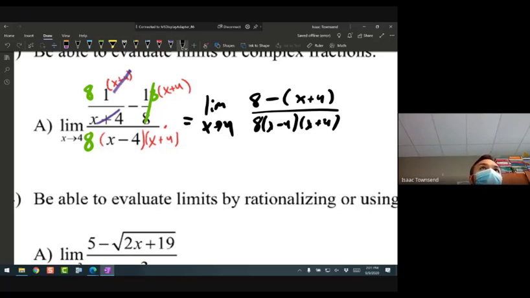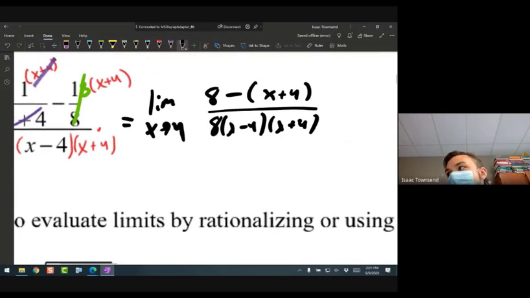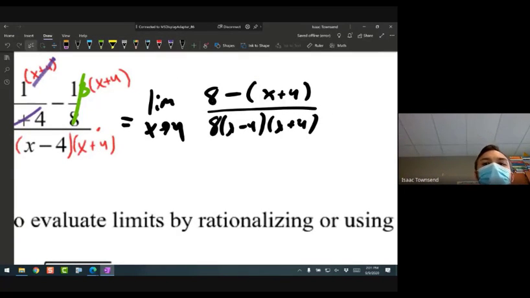So I got it out of complex fractions. There's not smaller fractions within a bigger fraction, but we still need to do something else. So I'd say probably combine like terms here. Distribute this negative and combine like terms. So this is like negative x and plus 4. Everybody see that?